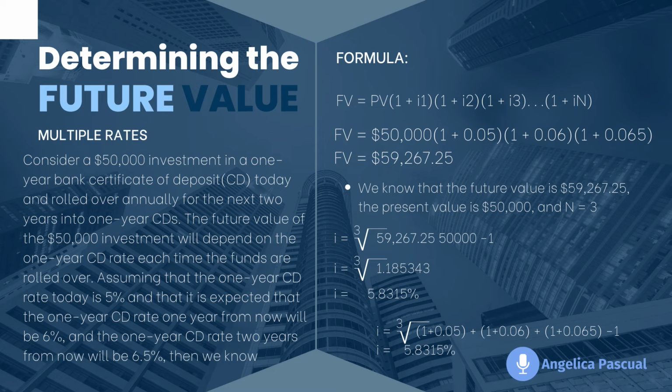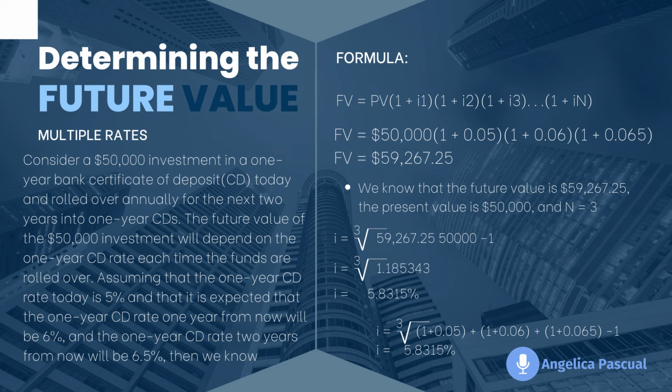we can get it using the same formula as before. $50,000 times (1 plus 0.05) times (1 plus 0.06) for the second year, and (1 plus 0.065) 2 years from now, equals 59,267.25. That is the future value.